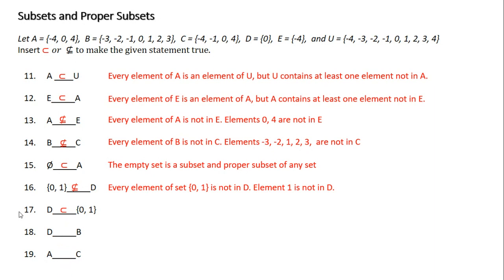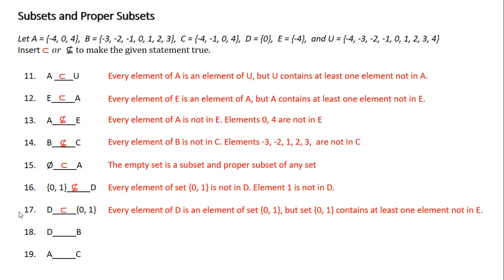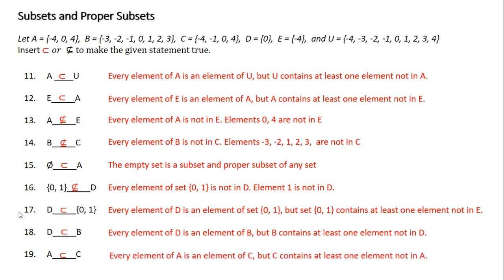All right, D and {0, 1}. D is a proper subset of {0, 1} because there's at least one more element in {0, 1} than in D. D only had the 0, right? How about D and B? D is a proper subset because B contains at least one more element. And the last one, A is a proper subset of C because C contains at least one element not in A. All right, again, hopefully I'm not going too fast. If you have any questions, please let me know.